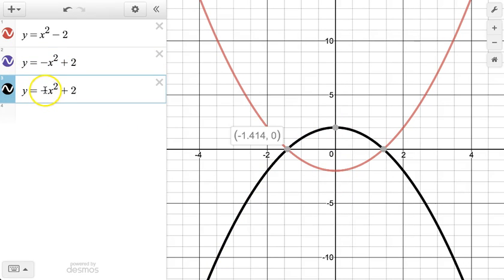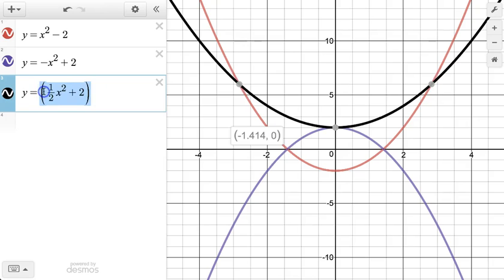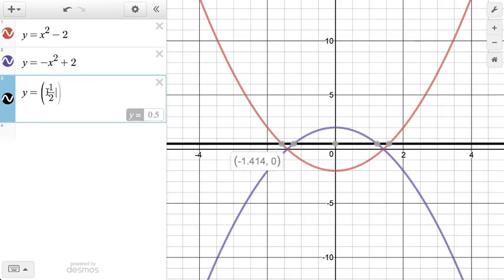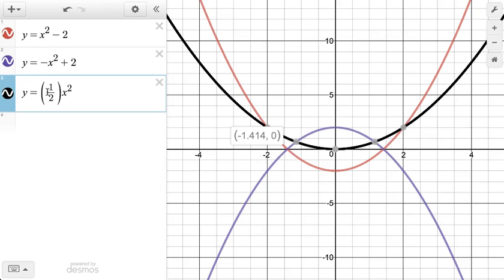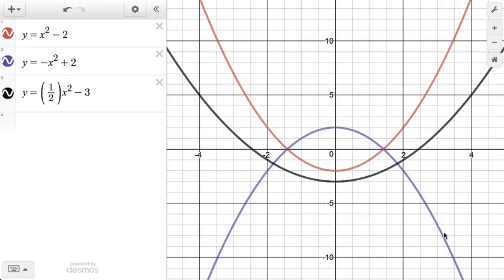The next one is a 1/2. I'm going to type it like you see it. Wow, that's nowhere near what I wanted. Let me use brackets for 1/2. Okay, sweet. So let's go 1/2 x squared, and then I think I have it a -3. As you can see, it's a half, so it's going to be wider. It's positive, so it's opening up, and then it's going to slide down 3. So there it is, down 3.